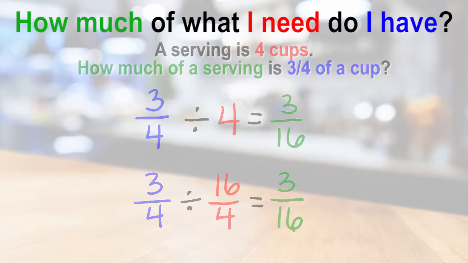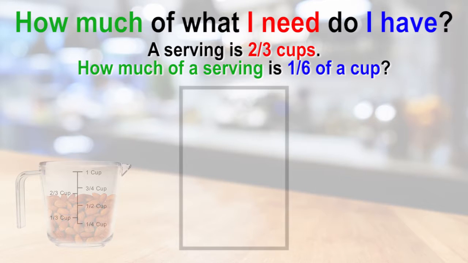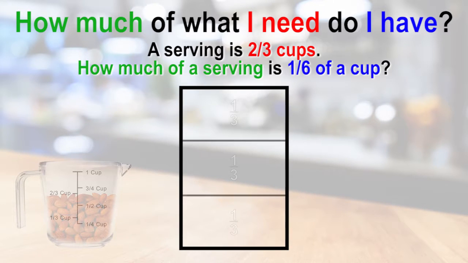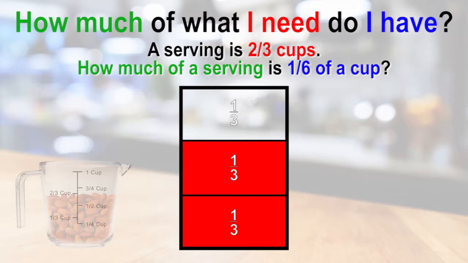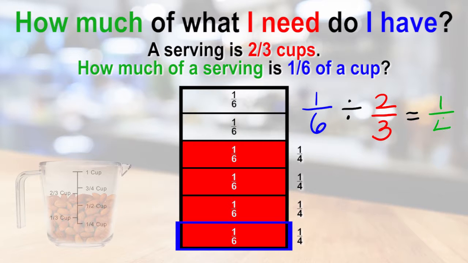Let's look at another problem. A serving is 2/3 cups. How much of a serving is 1/6 of a cup? A rectangle is drawn first and then divided into thirds. 2/3 is marked to show the serving size. Because the amount we have is only 1/6 of a cup, the rectangle also needs to be partitioned into sixths. This 1/6 is 1/4 of a serving size. So to answer how much of what I need do I have, 1/4 of what I need. 1/6 divided by 2/3 equals 1/4.